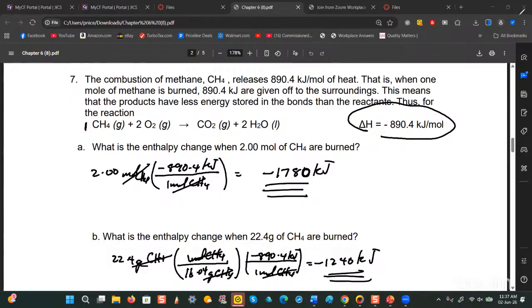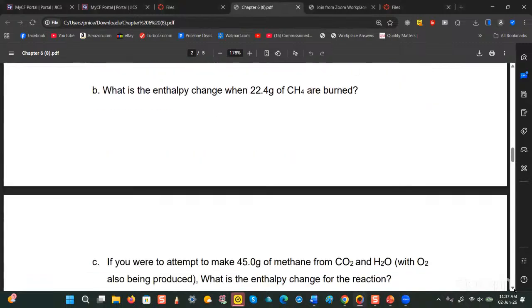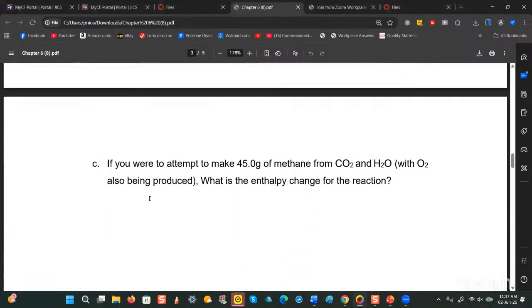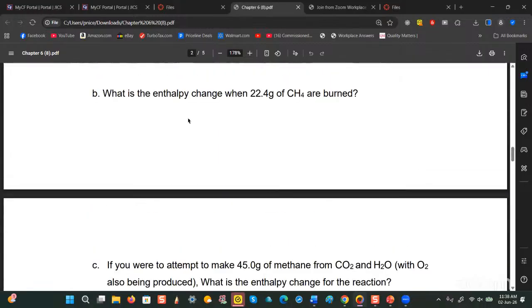Okay. Let me clear this. Okay, now in this case, it says if you're to attempt to make 45 grams of methane from CO2 and H2O, what is the enthalpy change in this case? Now, what you're talking about is the reverse of this reaction. So what happens to the sign when we reverse the reaction? It changes from negative to positive. So basically, you're going to do the same thing as you did in B, but the only difference is that you're going to use a positive value of the enthalpy change.